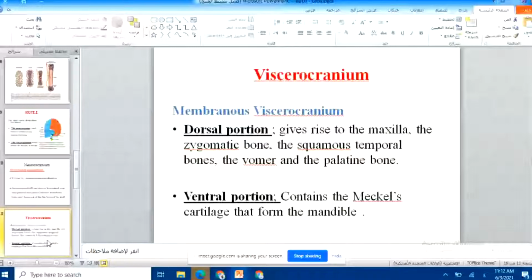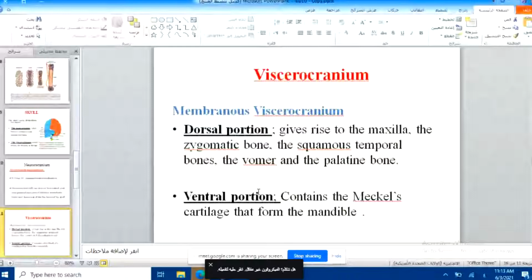While the viscerocranium, we have the membranous viscerocranium right here, and it will be divided into a dorsal portion and a ventral portion. The dorsal portion will give rise to bones found in the face, like the maxilla, zygomatic bone, vomer, and the palatine bones. While the ventral portion will contain Meckel's cartilage in order to form the mandible.